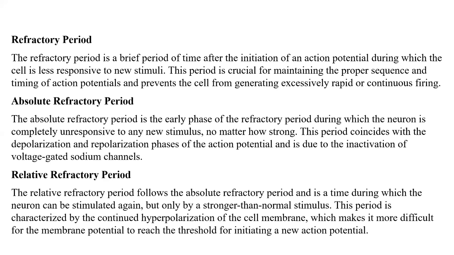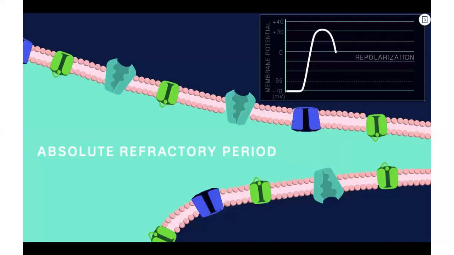This period is characterized by the continued hyperpolarization of the cell membrane, which makes it more difficult for the membrane potential to reach the threshold for initiating a new action potential. So I hope these three periods are clear to you. It's already explained in that video, so I hope it's not tough for you to understand now.